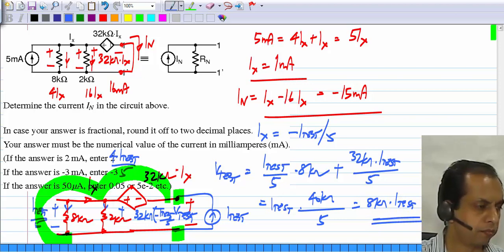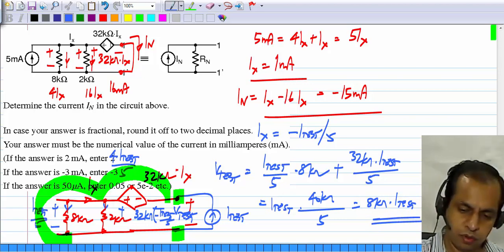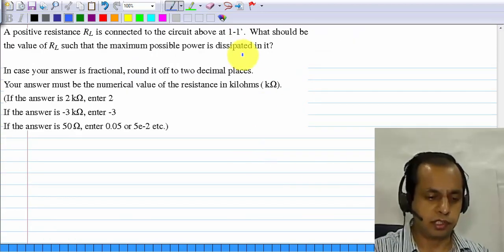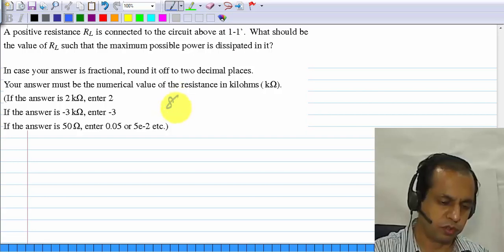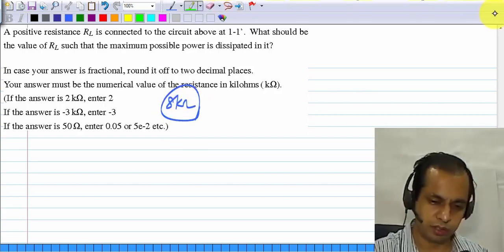Okay, so the Norton resistance is 8 kilo ohms. The resistance you have to connect to absorb maximum power is also 8 kilo ohms.